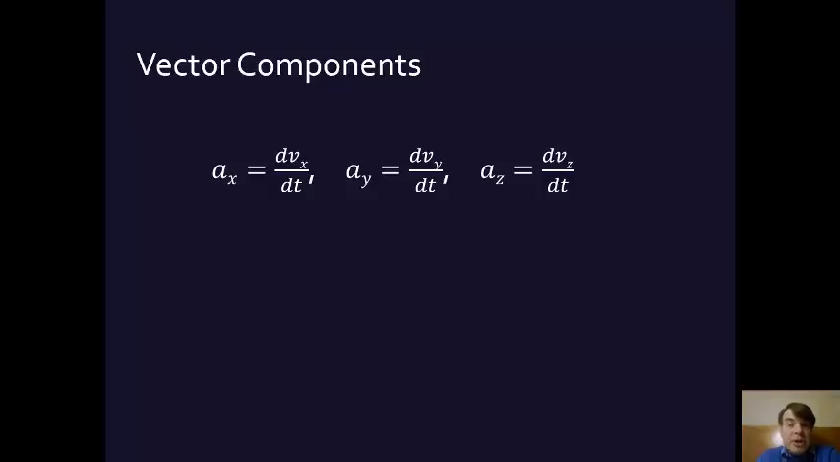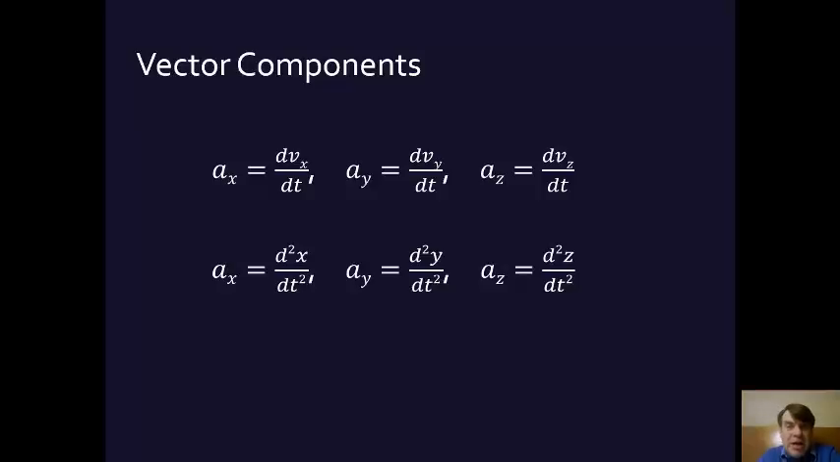Now, if you're just talking about something in 2 dimensions, you might not have a z. Z might be 0, because vz is 0, because the position change is 0. So I'm just setting it up for 3 dimensions, but you could take away one of these if you're only in 2 dimensions.